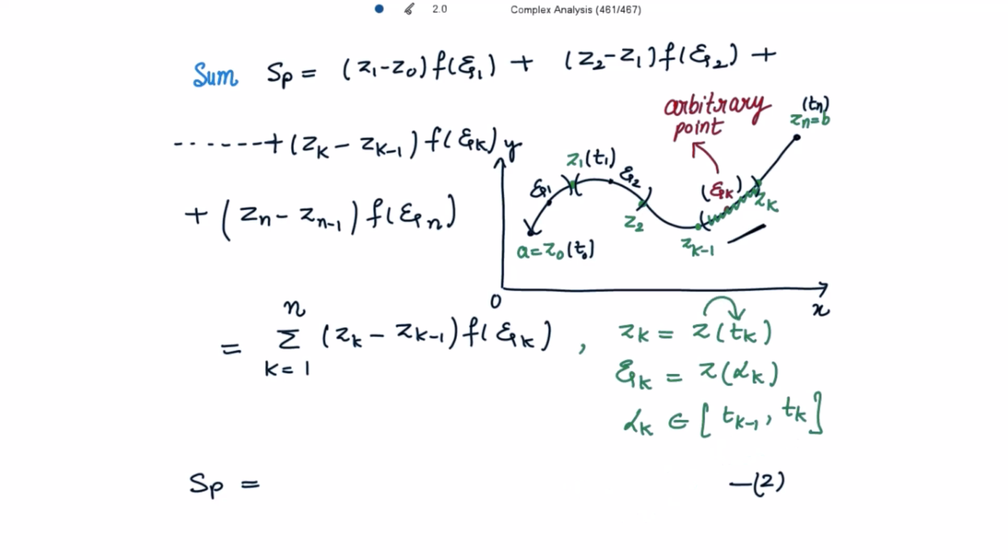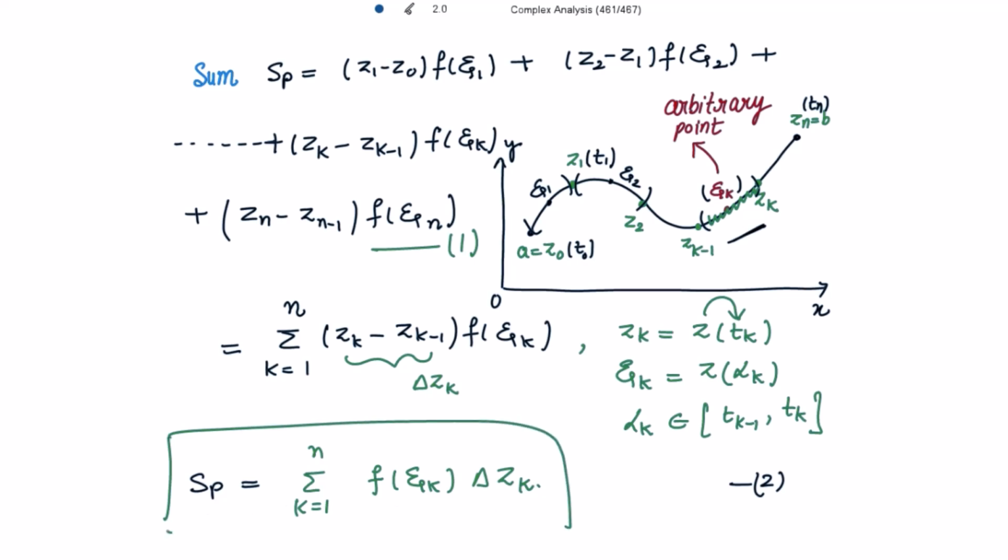So taking this sum all together, we get Sp equal to the summation, k going from 1 to n. For convenience, I am writing this as delta zk. So it is f of xi k into delta zk. Marking this as 2 and the earlier equation as 1. So this is the sum of the partition P.